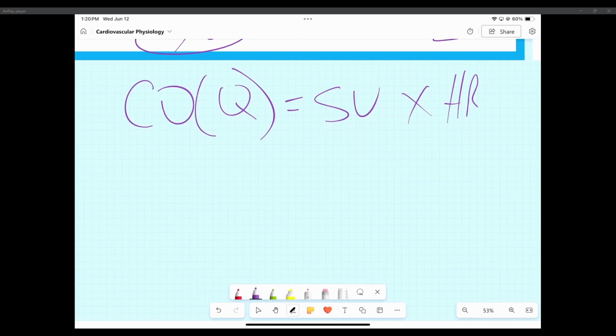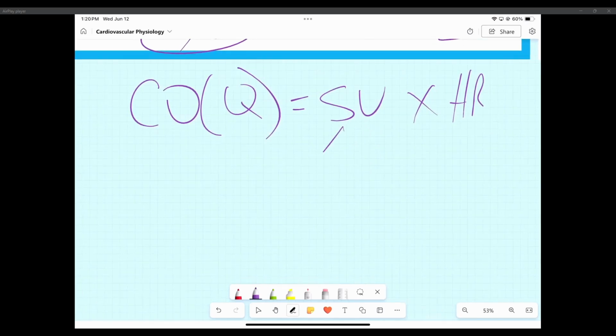Stroke volume. What's the formula we just learned for stroke volume? End diastolic volume minus your end systolic volume. So if I make any changes to your end diastolic volume, it's going to alter your stroke volume. Right? What influences your heart rate? Well, what influences the SA node? Nervous system, right? What two types of nervous system go into the heart? So those two things affect your heart rate.